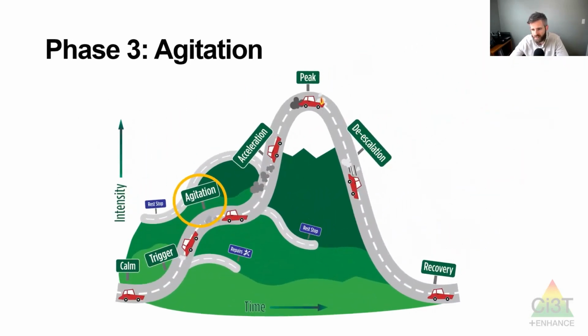So the next stage is the agitation phase. When a trigger comes up, we're going to try to soften the blow of whatever is going on that might trigger an escalation in behavior. We're going to try to prevent that from escalating, but we're not always going to be successful. That's to be expected. So what happens next? A trigger might produce the next phase, which is agitation.